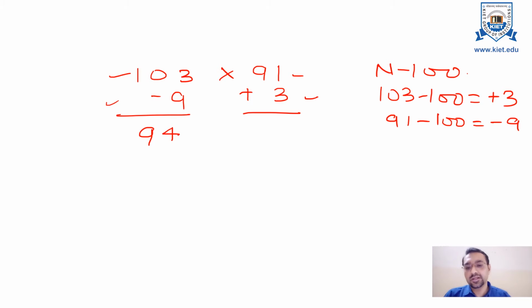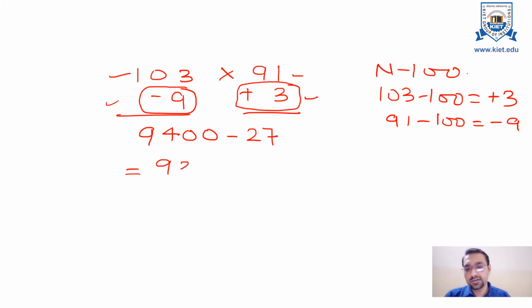Thereafter, you have to multiply this number by 100, or simply add two zeros. Then take the product of these two numbers, minus 9 and plus 3. So one number is negative and one number is positive, so your product comes to be minus 27. Add these two numbers, so you will get 9373. Okay, so this will be your answer.